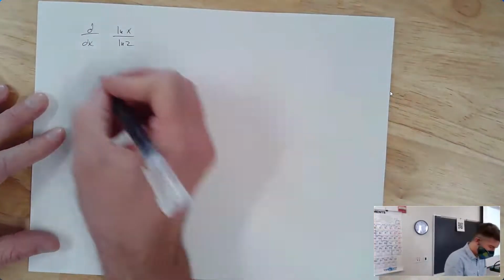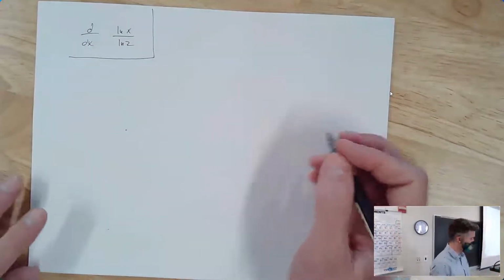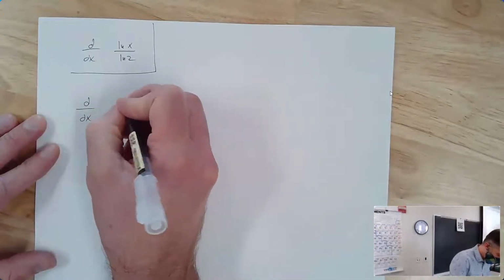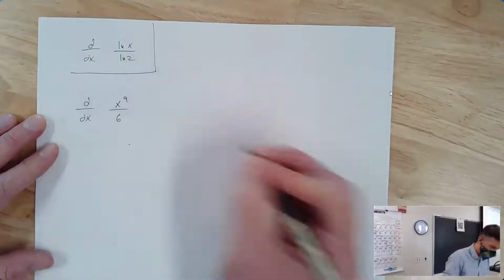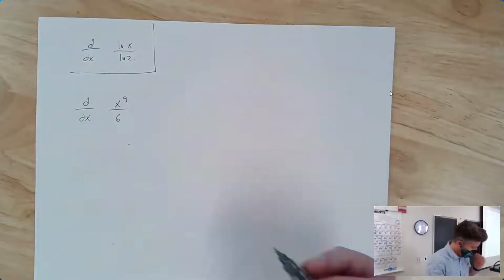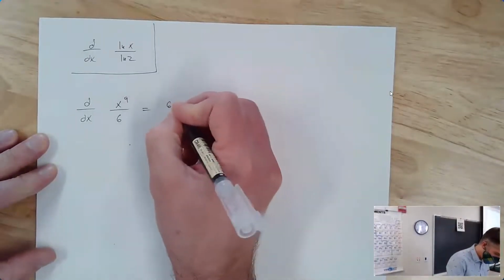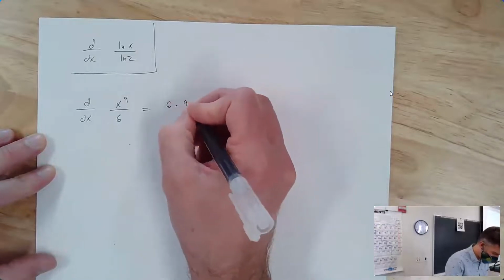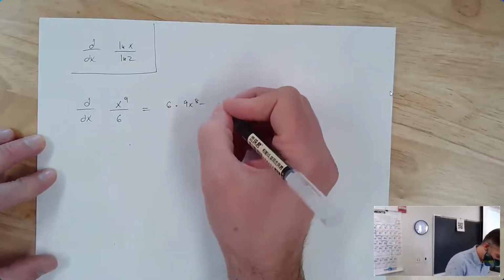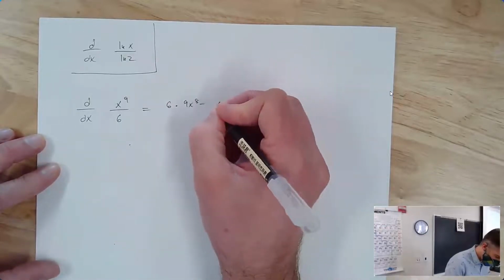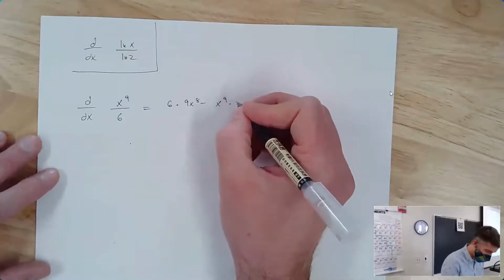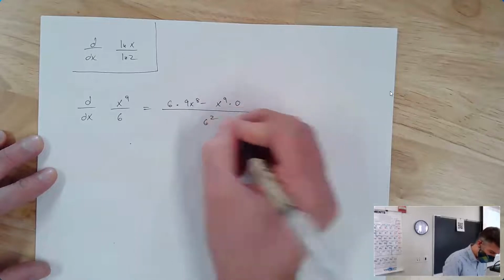Well, let's pause on that for just one second, because I feel like this is something we should look at anyway. So what's the derivative of x to the 9th over 6? Could I use the quotient rule here? Totally, right? And it would be the bottom times the derivative of the top minus the top times the derivative of the bottom. And the derivative of 6 is what? 0. All over the bottom squared.